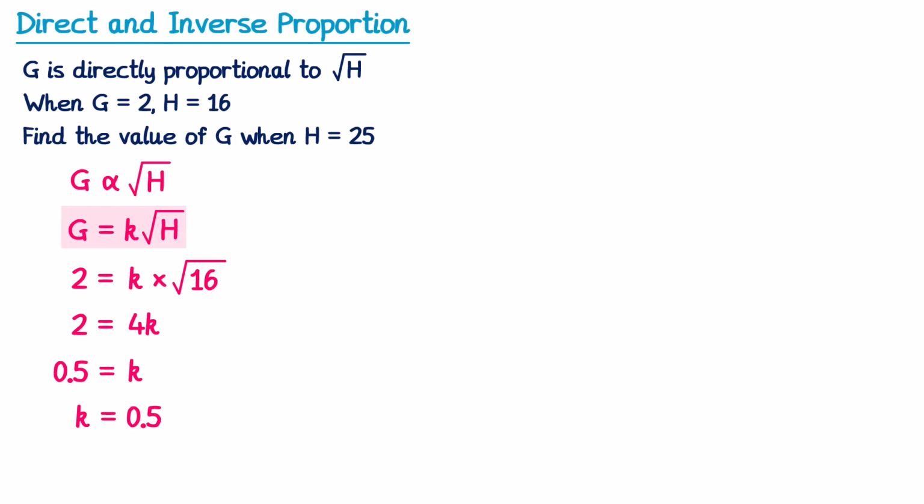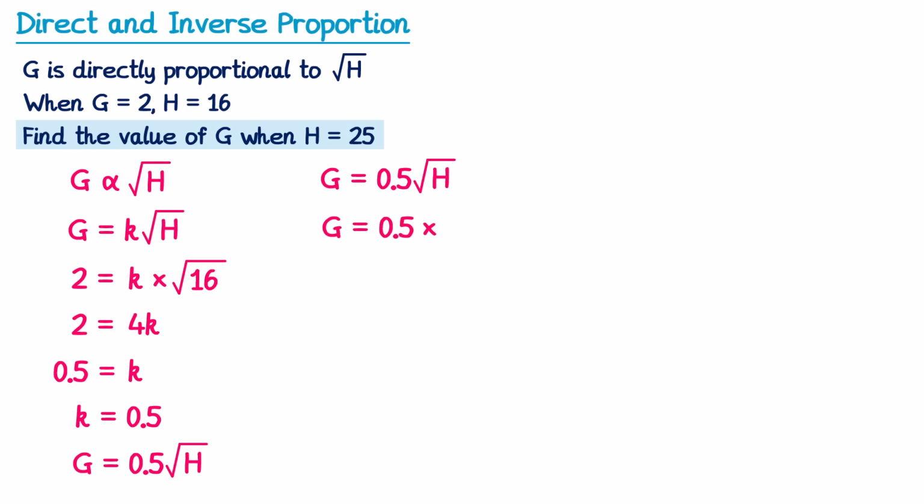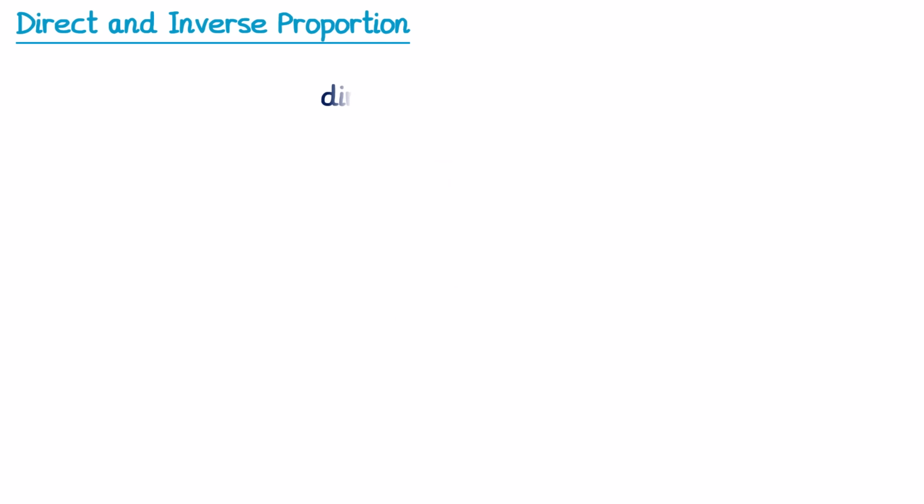So let's go back to this line here and write that out once more, but replace the value of K with 0.5. So G is equal to 0.5 square root H. Now that we've formed this equation, we're ready to answer the question. The question wants us to find the value of G when H is equal to 25. So we're just going to substitute 25 in for H. So G is equal to 0.5 times the square root of 25. The square root of 25 is 5, so we have G is equal to 0.5 times 5, and 0.5 times 5 is 2.5.